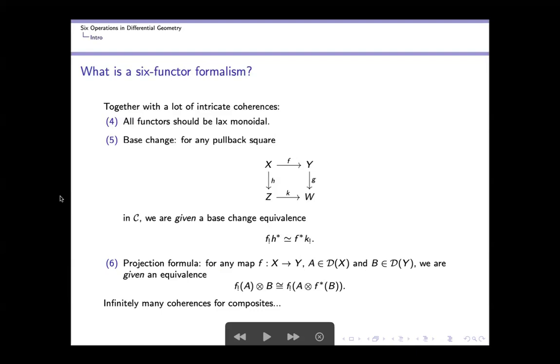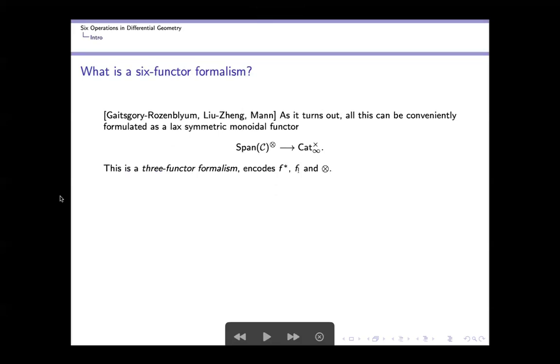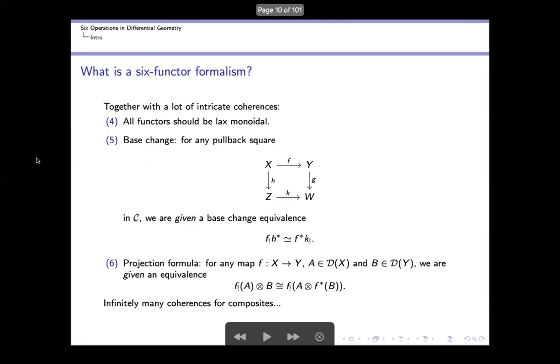Okay. So it turns out nowadays that all of this data is very conveniently encoded as a single lax monoidal functor from the category of spans of C into the category of categories, or the category of infinity categories. The category of spans of C has the same objects as C, but its morphisms are little spans. Composing spans is done by pullbacks. The fact that this is a functor and the morphisms of spans are pullbacks is going to encode for you this base change property, for instance.